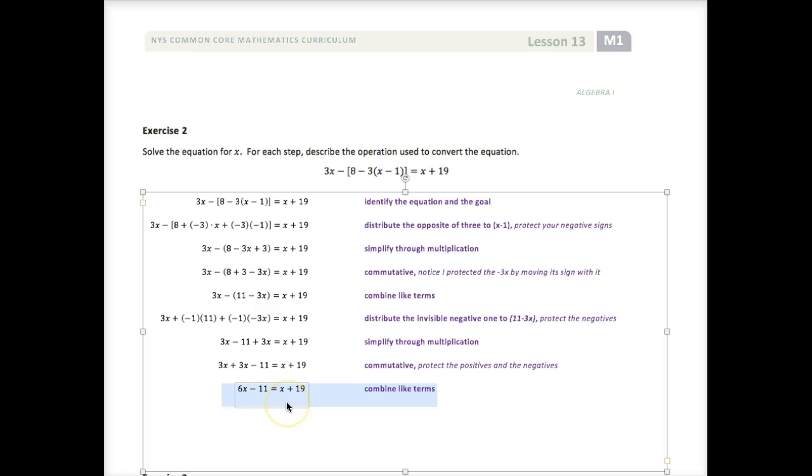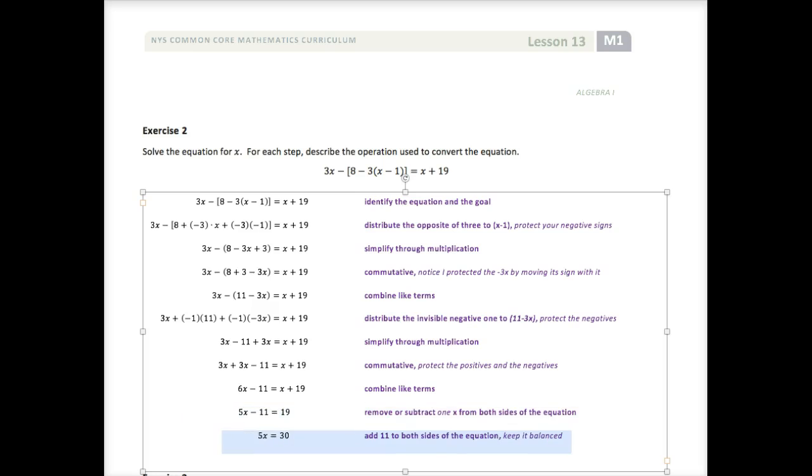6x minus 11 equals x plus 19. Not bad. Finally, let's get our x's on one side. Subtract x from both sides. Notice nothing changed except this went down by 1, and subtracting 1 from x made 0. It's all good. We're safe.